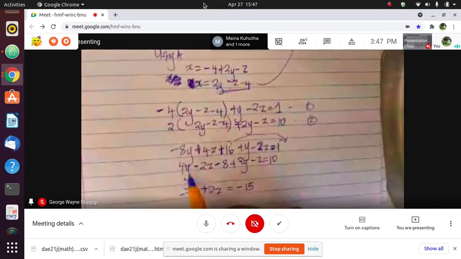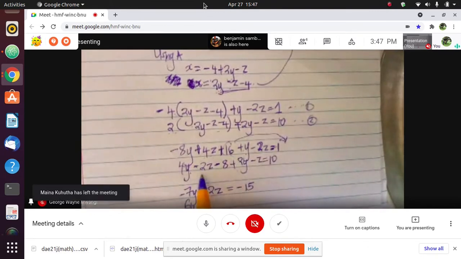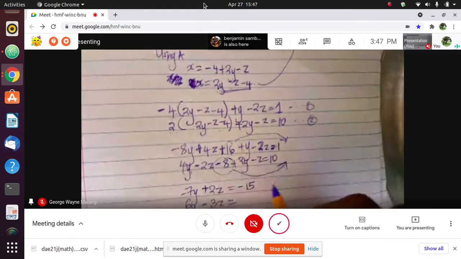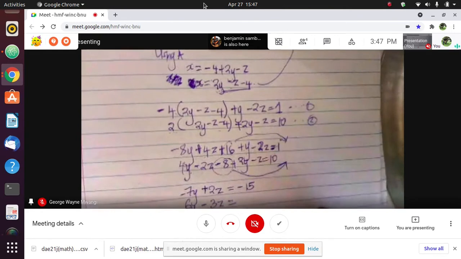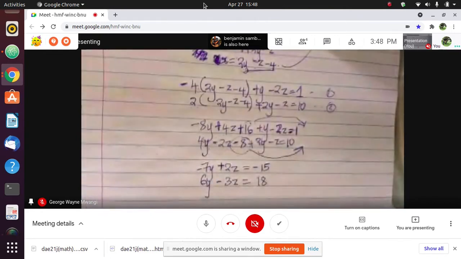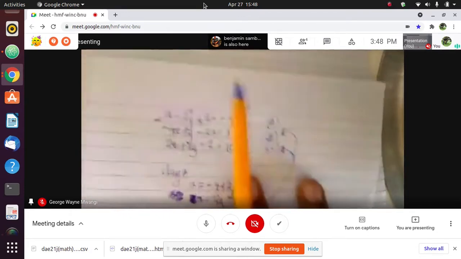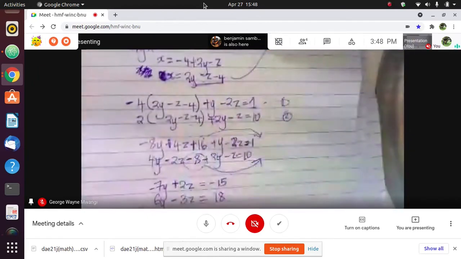Now we do the same for the second equation. We group the like terms. 4y plus 2y becomes 6y, minus z minus 2z plus minus z becomes minus 3z is equals to negative 8. When taken to the other side of the equal sign it becomes a positive. So 10 plus 8 will give us 18. Okay. Now we have reduced our system of equations with 3 unknowns to a system of equations with only 2 unknowns.